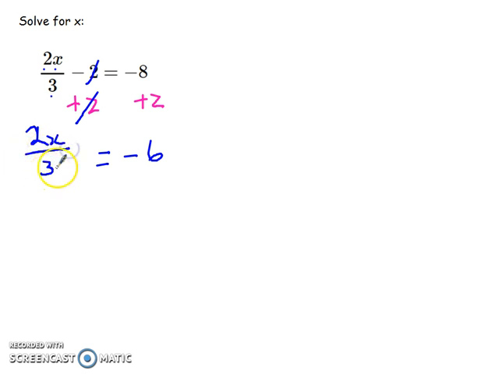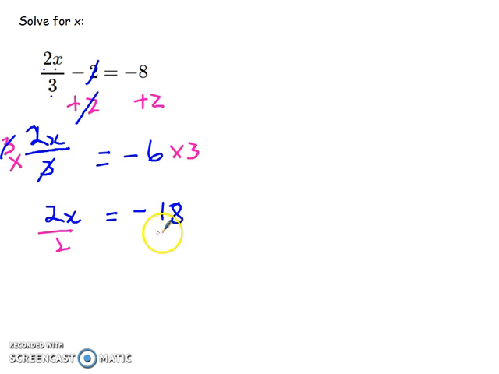2x divided by 3. Divided by 3 is the next thing that goes, which means I've got to multiply both sides by 3. So I have 3 divided by 3, cancels out. 2x is 6 times 3 is 18, and minus 6 becomes minus 18 there. Divided by 2, divided by 2. 2 divided by 2, I have x equals minus 9.